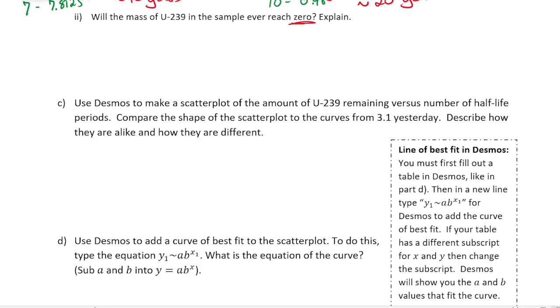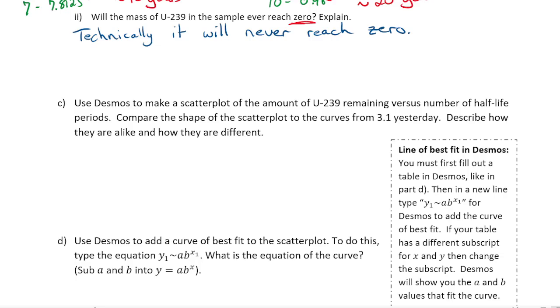And how it works is, if it keeps being cut in half and in half and in half and in half, then technically it will never get all the way to 0. It can get closer and closer and closer, like infinitely close, but it will never get all the way there. It can be functionally 0, but not literally 0.